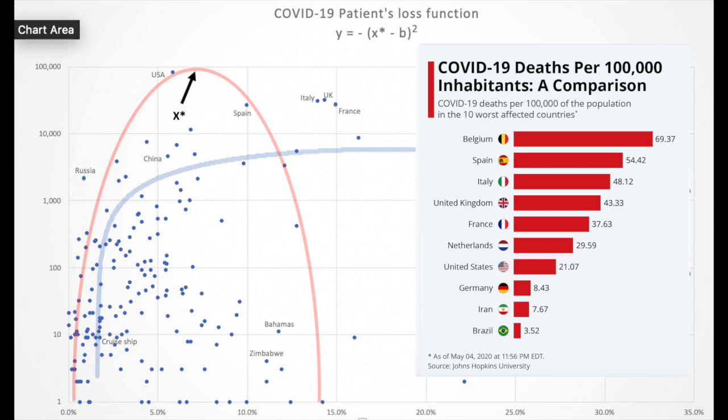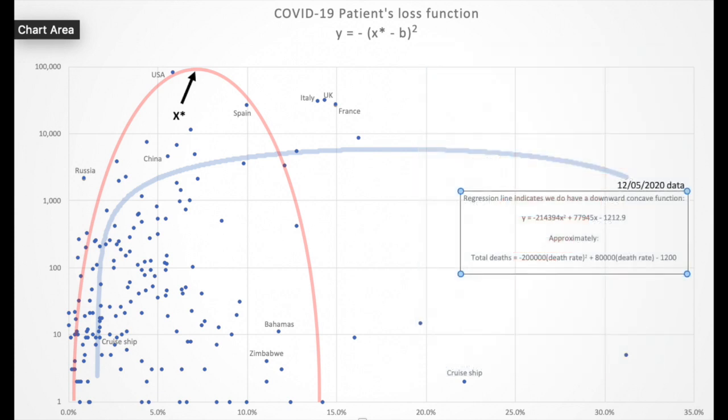Using the cheap talk game, we assume our dependent variable y is total deaths, and x is the death rate for each country, to identify an x star that represents something close to the true state of the world, the real probability a person will die from COVID-19 if infected. X star minimizes the distance between the bias and the true state. Drawing a scatter plot with our course data, we drew a regression line and found a downward concave function which fits our quadratic loss function assumption, the blue line.